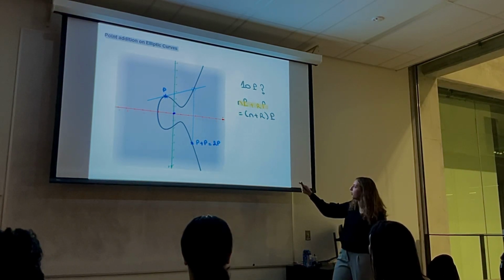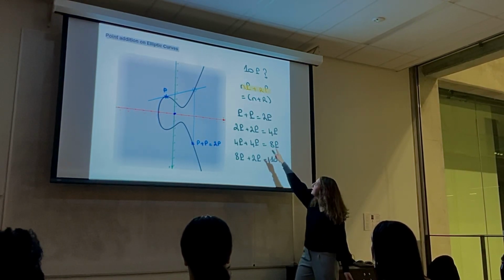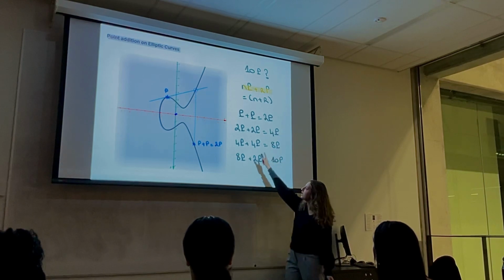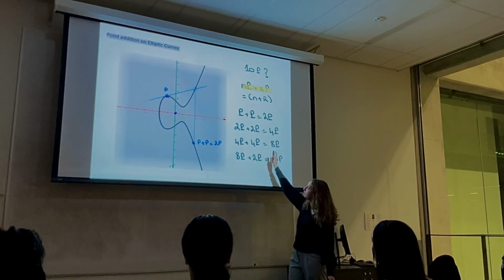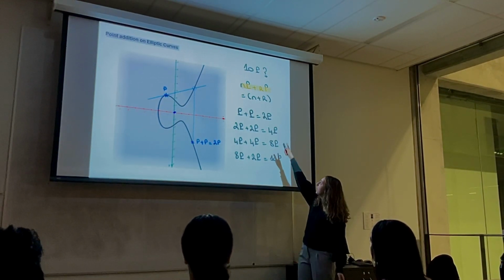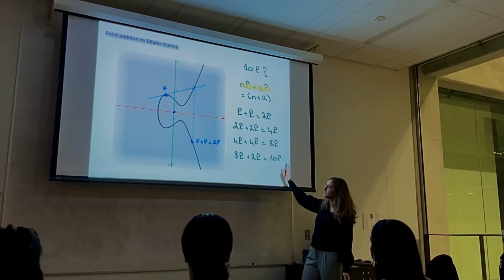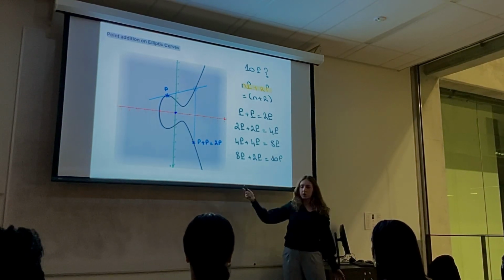So how do we do that? We already have the 2P right there. So let's say P + P, 2P. Then you take 2P + 2P, 4P, 4P + 4P, 8P. You already have a 2P there, so 8P + 2P, 10P. Let's do it on the graph to see how it goes, right?